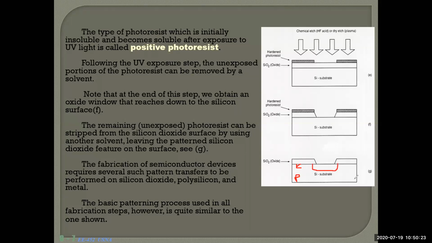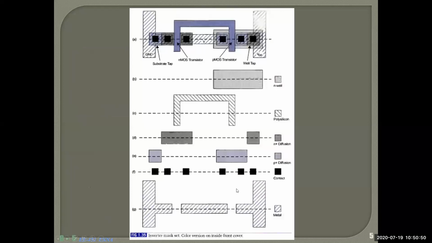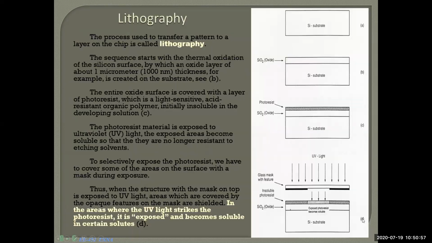When this is done, you apply the HF acid again. So all the part will be gone. Okay. So you just made one n well. Now see the whole process again. So this process must be repeated again and again and again with what? With different masks. So this one you repeat one, this one you repeat another. So this process must be repeated.